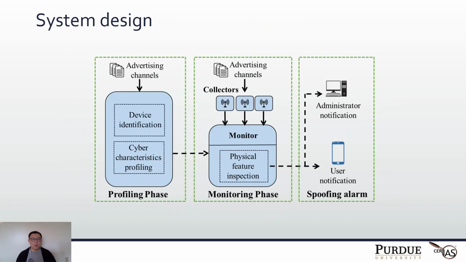Here is the overall design of BlueShield. It has two phases, the profiling phase and the monitoring phase. During the profiling phase, the profiler creates a profile for each device, and during the monitoring phase, it checks the physical features to detect whether there is a spoofing message. Once a spoofing message is detected, it raises an alarm to the administrator and the user.